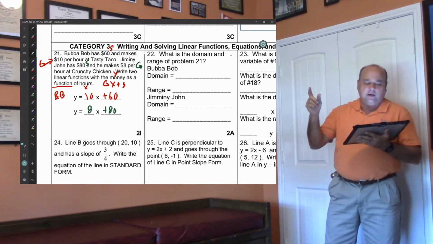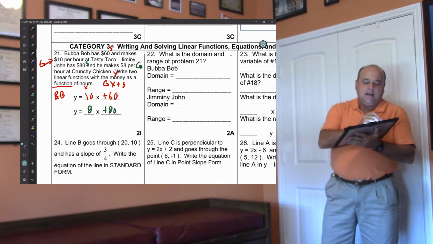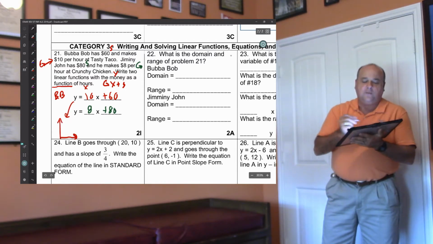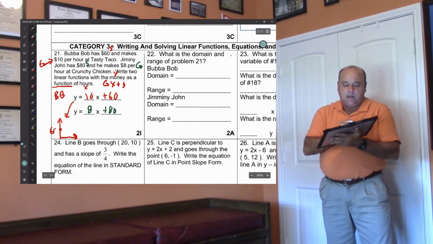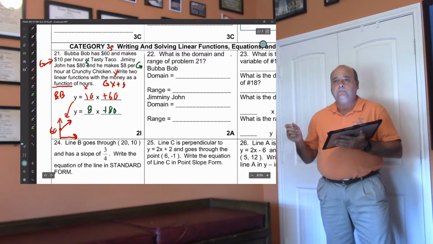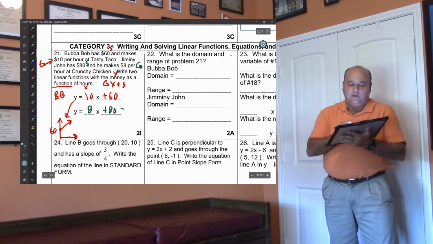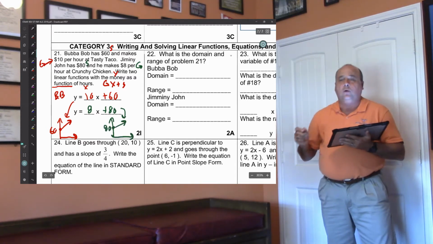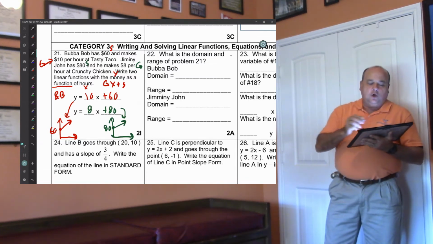Now then, write the two linear functions with money as a function of hours. That's what we just did, okay? Now then, let's look at what these graphs would look like. So I'm just going to draw the first quadrant. The first graph is going to start at 60, and it's just going to go up, right? We're about to write the domain and range of this. The next graph is going to be in the first quadrant also. It won't start at 60, it will start at 80, and it will go up, right? So now then we're going to write down the domain and range of this.